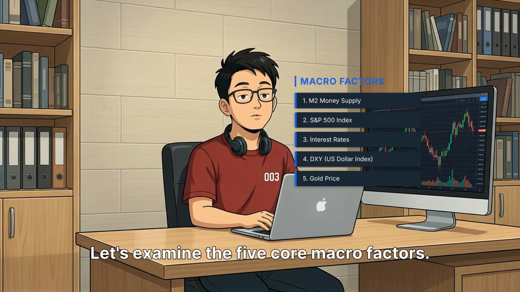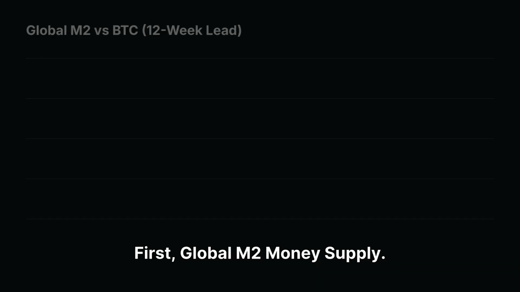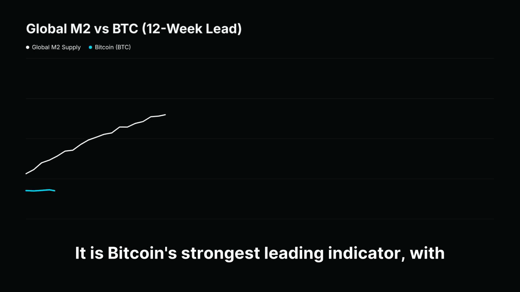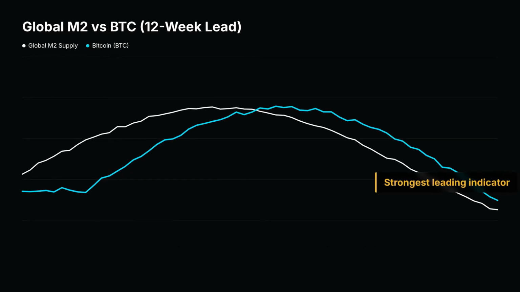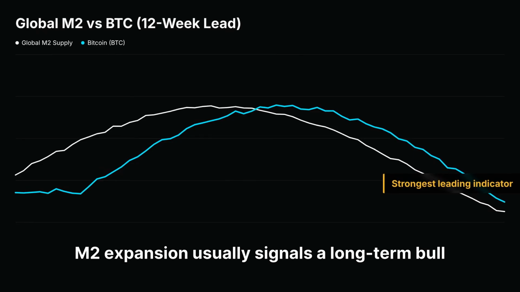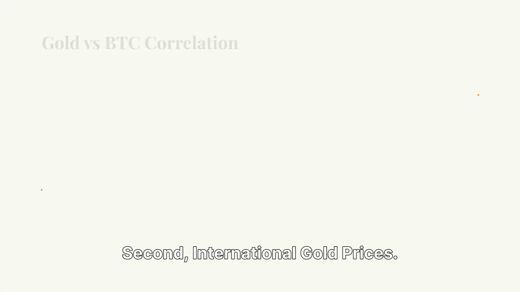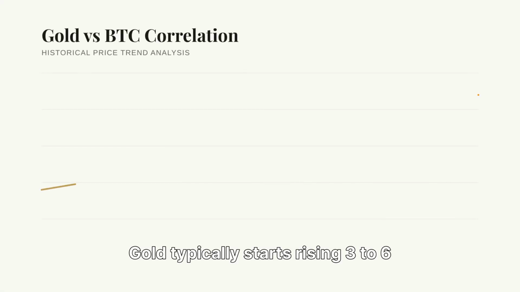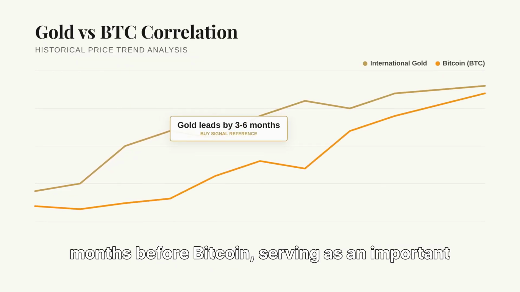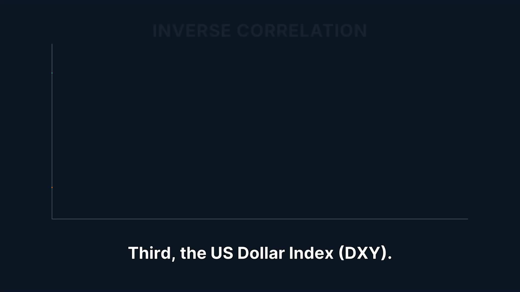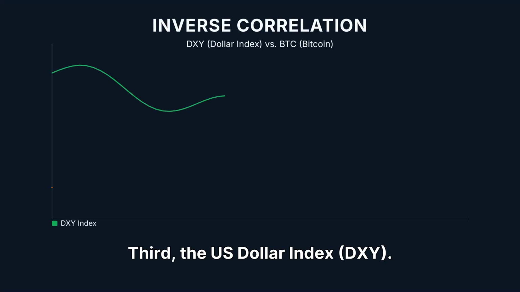Let's examine the 5 core macro factors. First, global M2 money supply. It is Bitcoin's strongest leading indicator, with a correlation once exceeding 90%. M2 expansion usually signals a long-term bull market. Second, international gold prices. Gold typically starts rising 3 to 6 months before Bitcoin, serving as an important buy signal reference. Third, the US dollar index, DXY.